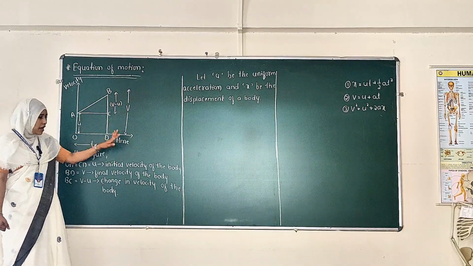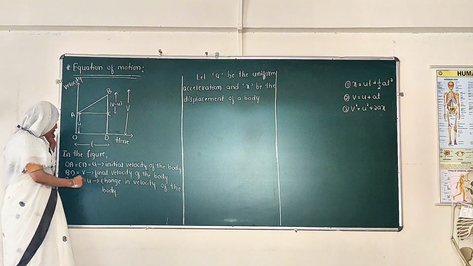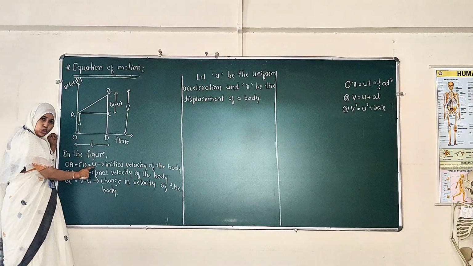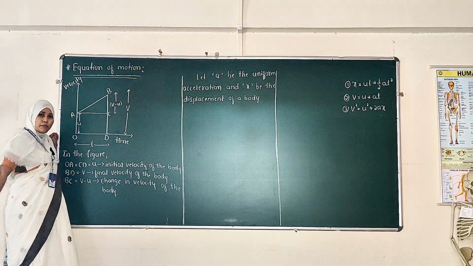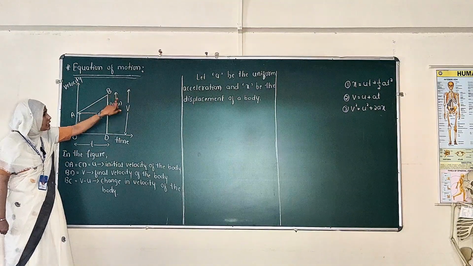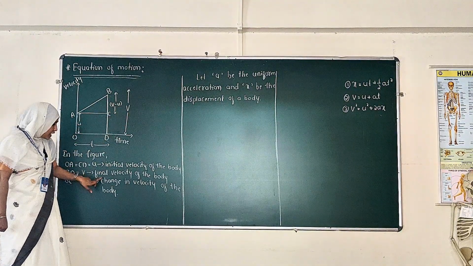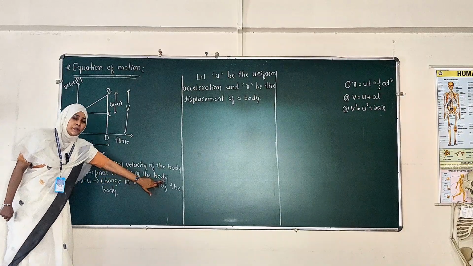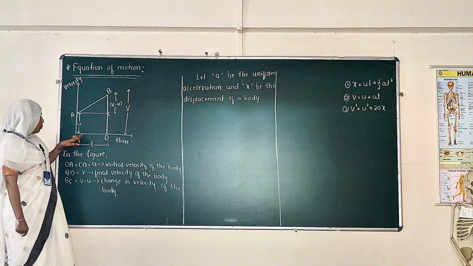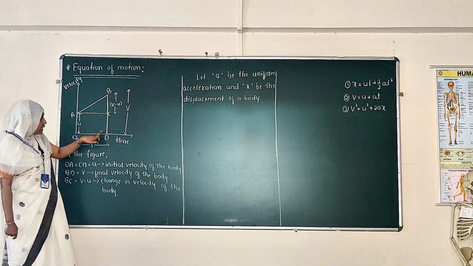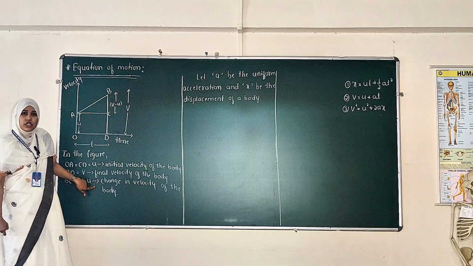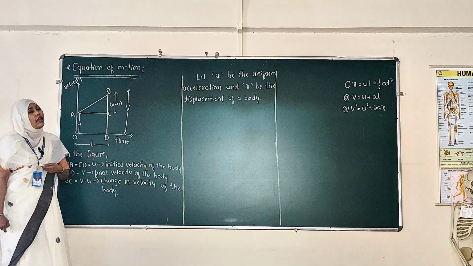What are the terms in the diagram? I already explained here. We will go through this one. First, OA is equal to CD. Both are equal, which is equal to u. u means initial velocity of the body. At the time t, the object reaches the point B. At that time its velocity is v, and v is taken as the final velocity of the body. Then BC is equal to v minus u. BD is v, whereas CD is u. If this is u, this is also u. Then BC is taken as v minus u, which is equal to the change in velocity of the body.